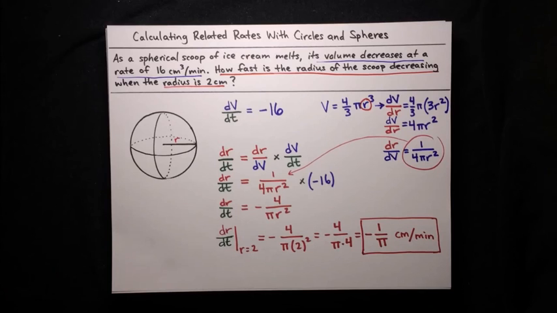So now we know how to calculate related rates with circles and spheres. And in the future, we'll continue to get a lot of practice combining related rates with ideas from geometry, such as the Pythagorean theorem, similar triangles, and so on.